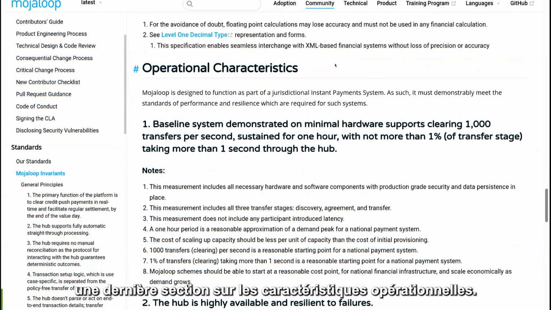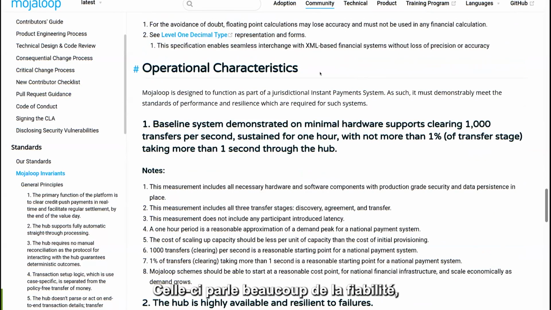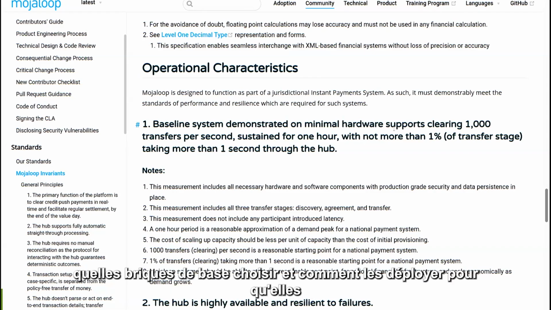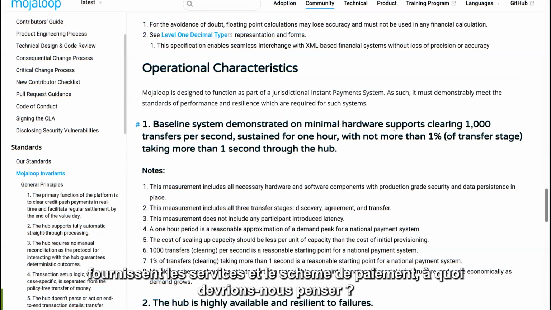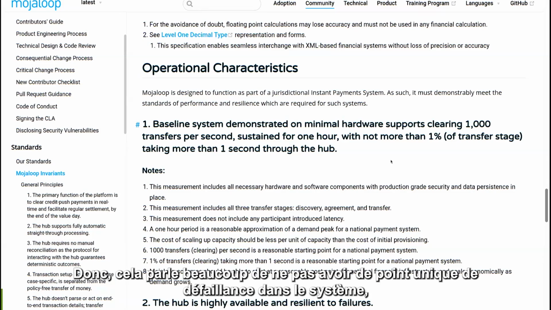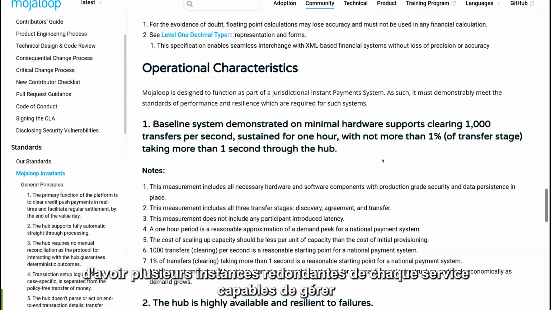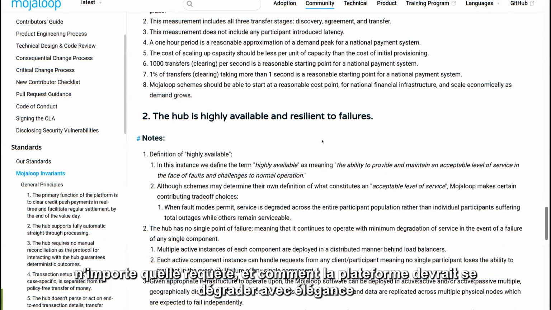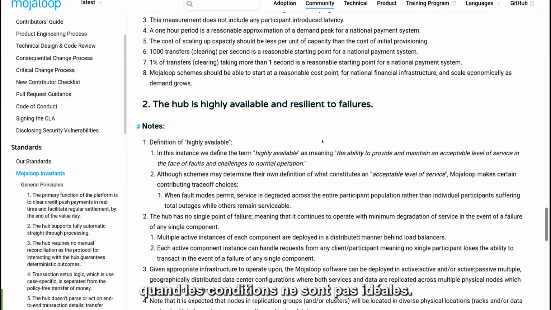Then one final section on the operational characteristics, and this talks a lot about the reliability and efficiency of the platform operationally. So when designing our software, when choosing which patterns to follow, which building blocks to choose, and how to deploy those to make them deliver the services of the payment scheme, what should we be thinking about? What are the principles that we want to follow? So this talks a lot about having no single point of failure in the system, having multiple redundant instances of every service able to handle any request, and how the platform should degrade gracefully when conditions are not ideal.